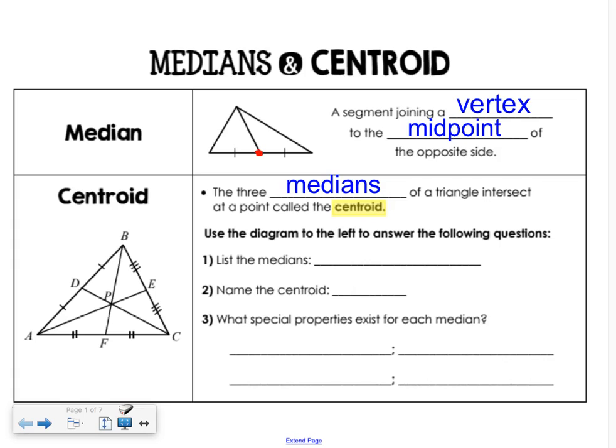So let's go through this diagram and talk about a few things. What are the three medians? If I'm going from a vertex to a midpoint. Kaylee. EF's a good one. What's another one? EA. EA, yes, that's another good one. One more. C to what? C to D? What's the centroid? Point P.